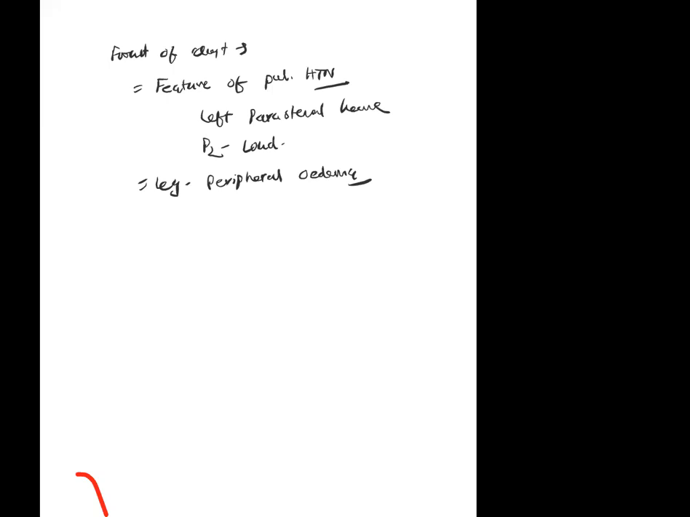Then, if I think it's a chronic process or I have enough time, I will check for any features of pulmonary hypertension, like a loud P2. Then go to the leg to see any peripheral edema. In this way, I'll do my respiratory system examination.